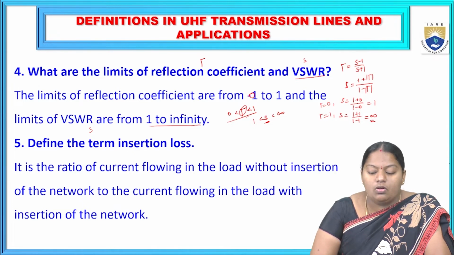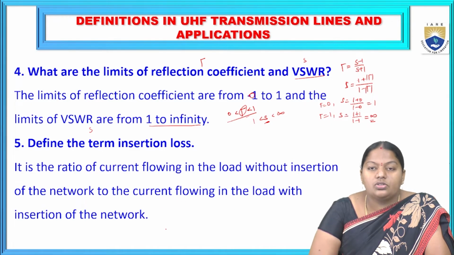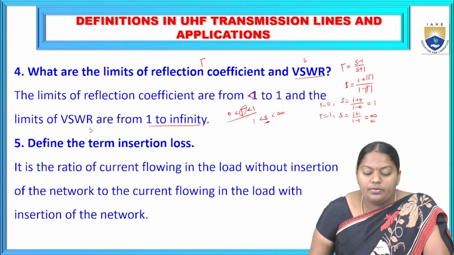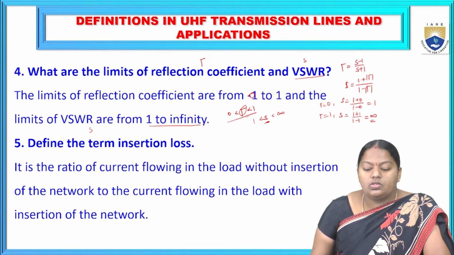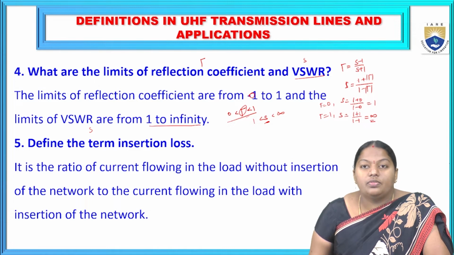Means by inserting or without inserting, if there exists a difference, then that difference is said to be insertion loss. So it is the ratio of the current flowing in the load without insertion of the network to the current flowing in the load with insertion of the network. So this is the definition for insertion loss: the ratio of the current flowing through the load without insertion of the network to the current with insertion of the network is called insertion loss.